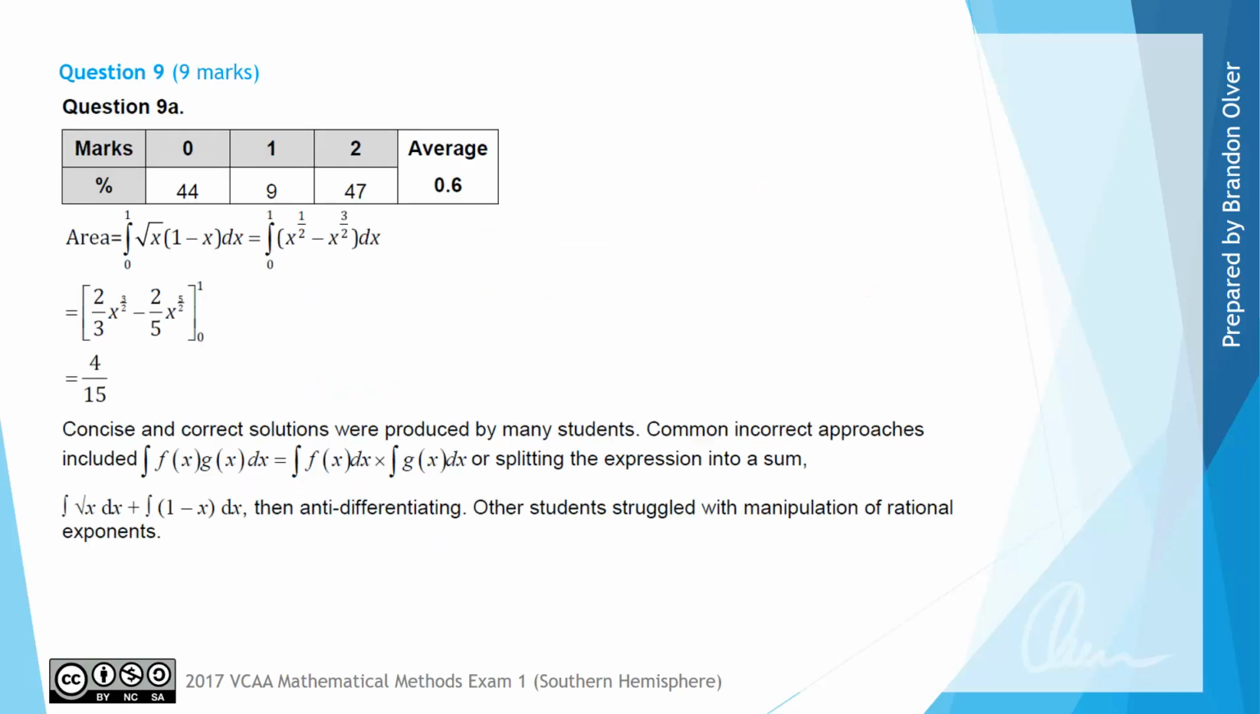From the examiner's report we can see that almost 50% of students got this question correct, and the examiner goes on to state that concise and correct solutions were produced by many students. Common incorrect approaches included treating the integral of two functions f and g multiplied together as being able to be split up over the multiplication sign, which is not correct, or splitting them up into a sum of the integral of the square root of x plus the integral of 1 minus x, which is also not logical working. Other students struggled with the manipulation of rational exponents.